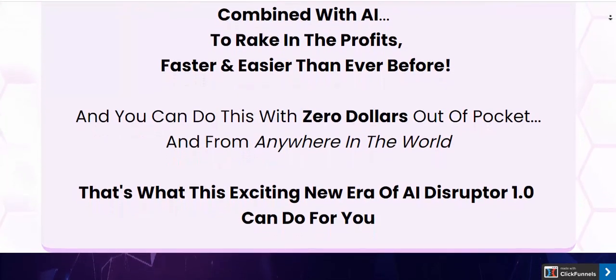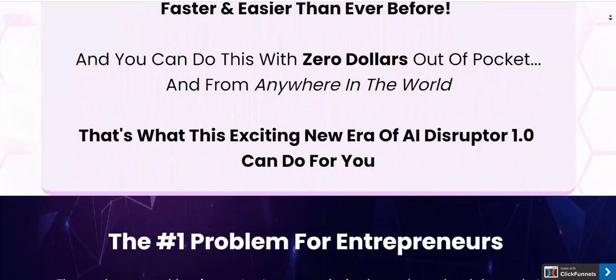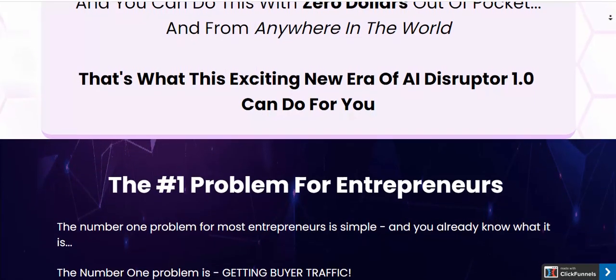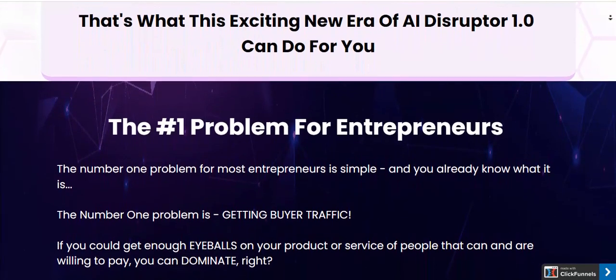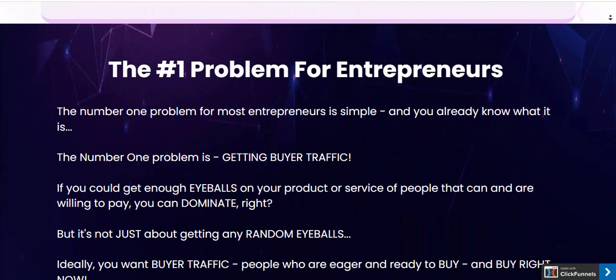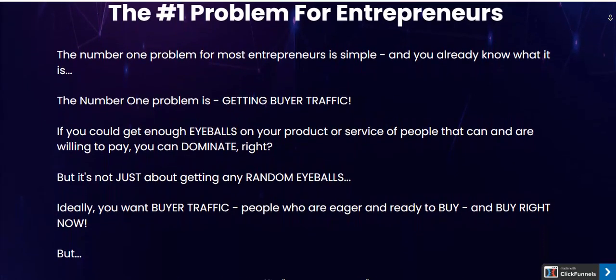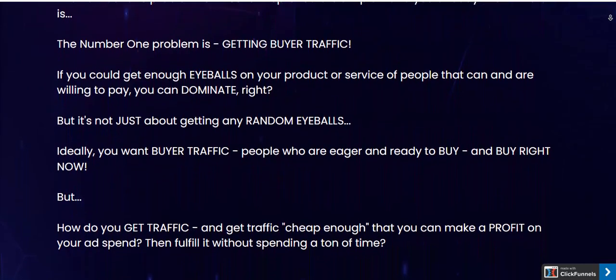The one problem for entrepreneurs. The number one problem for most entrepreneurs is simple. And you already know what it is. The number one problem is getting buyer traffic. If you could get enough eyeballs on your product or service of people that can and are willing to pay, you can dominate, right?